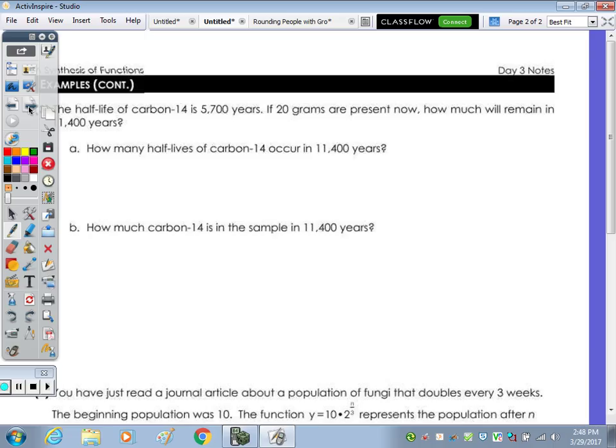So number 3, it says the half-life of carbon-14, so that's the name of our substance, is 5,700 years. We're going to start with 20 grams. How much will remain in 11,400 years? Can you see how many half-lives we're going to have?